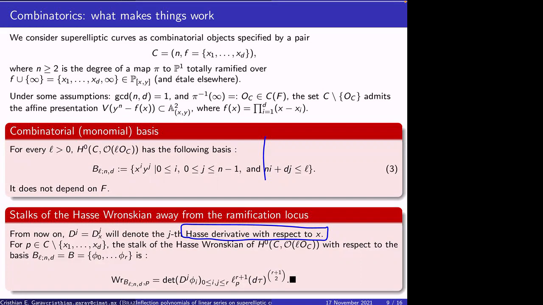And now you take any point away from this ramification locus and you define by hand the Hasse-Wronskian as below, and it is exactly the same definition that I gave you before, just with the replacement of the derivation, right? So here, of course, the basis is fixed because we want to use the particular combinatorial structure of the basis. So my Wronskians will be with respect to these bases.